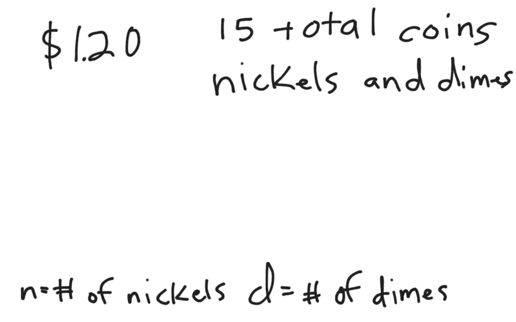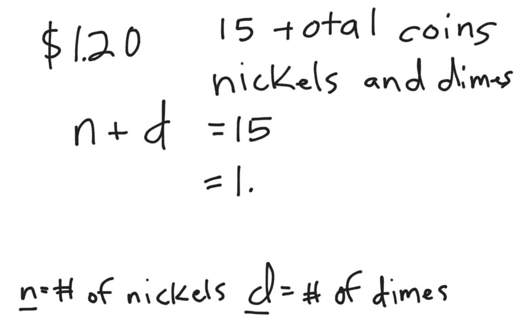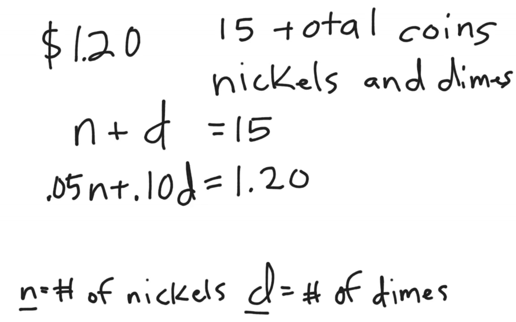And for the count equation, I know that that needs to equal 15. And what equals 15? Well, the number of nickels plus the number of dimes, so N plus D. The other equation is going to be the value equation. The total value of those is $1.20. And what is the value of a dime? Well, that's a 10-cent value times the number of them. And a nickel is a 5-cent value times the number of those. So I've got the value of the nickels plus the value of the dimes is equal to $1.20.